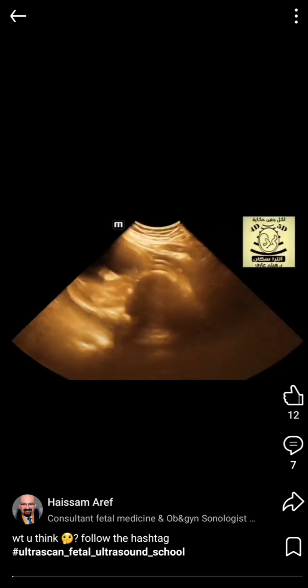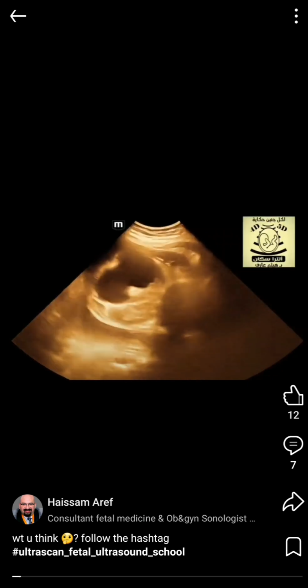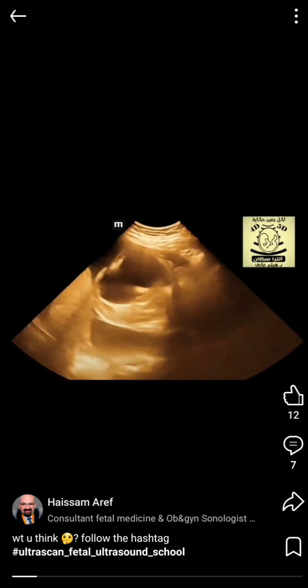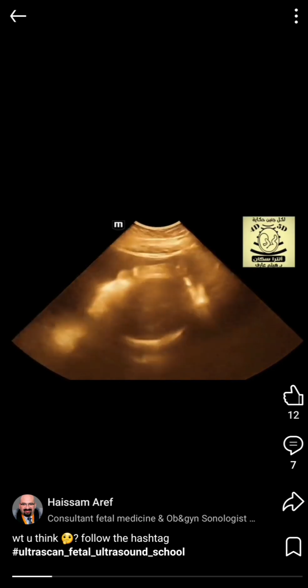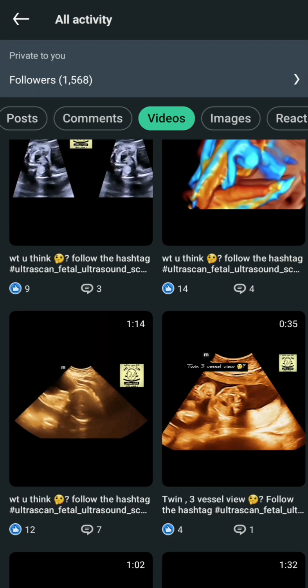Hereby you can see a large encephalocystocele, in this case a large encephalocystocele, and not a case of cystic hygroma. Many comments were talking about cystic hygroma.